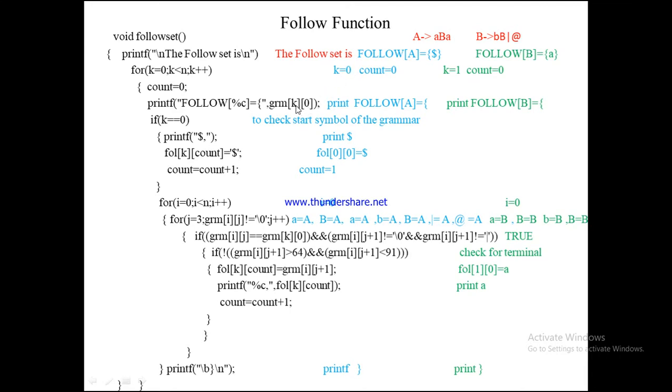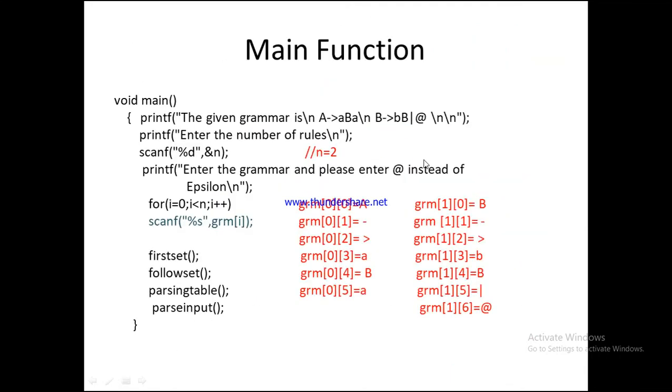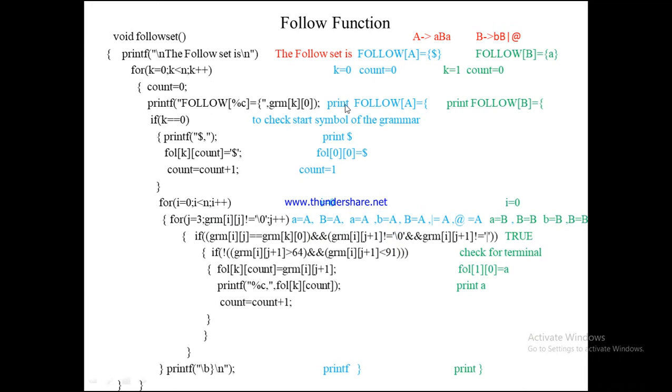What is my k value? 0. So grm[0][0] is A. So we are considering the follow of A. What is printed in this particular statement? Follow(A) = open parenthesis. So till the open parenthesis is printed in this statement. Now the only thing I need to include in the follow of A is the dollar and the close parenthesis. Now I'll come to this if statement.